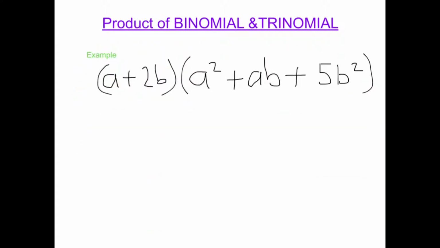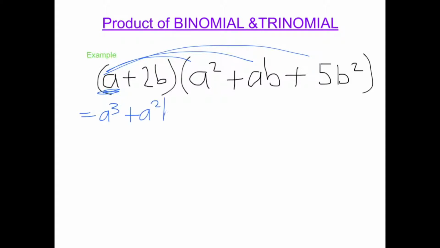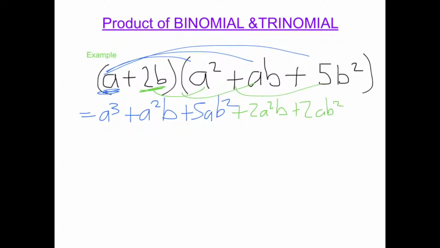Here is our example on a product of a binomial and a trinomial. We'll be showing you the steps on how you do it. So we'll take the first term, multiply that by everything in the second bracket. We'll get a cubed plus a squared b plus 5ab squared. Then we take our second term, multiply that by everything in the second bracket. We'll get 2a squared b plus 2ab squared and plus 10b cubed.